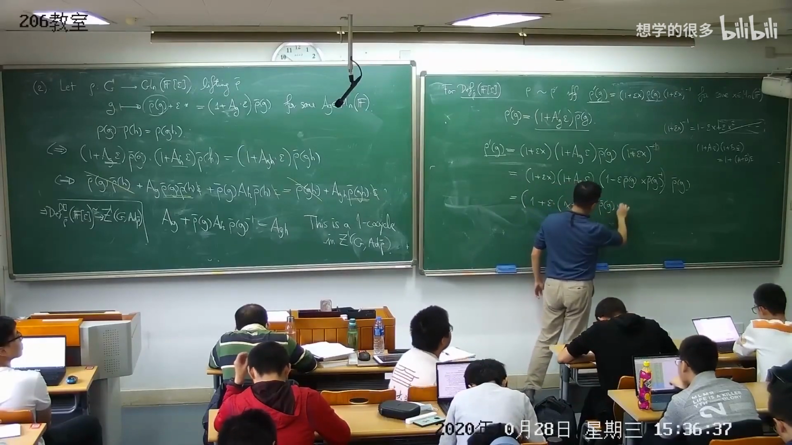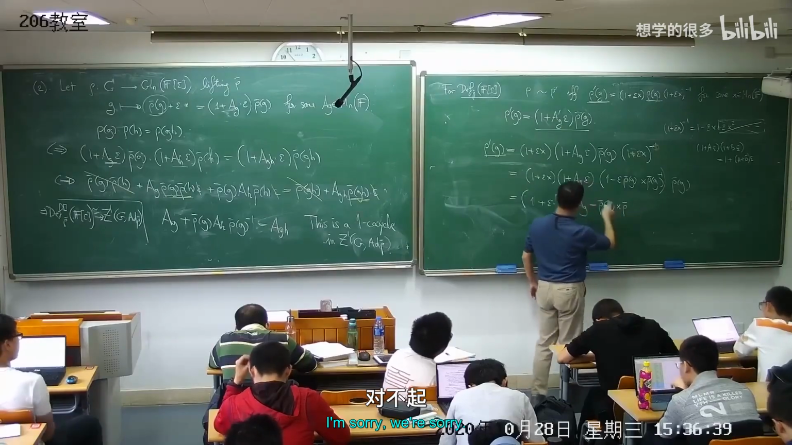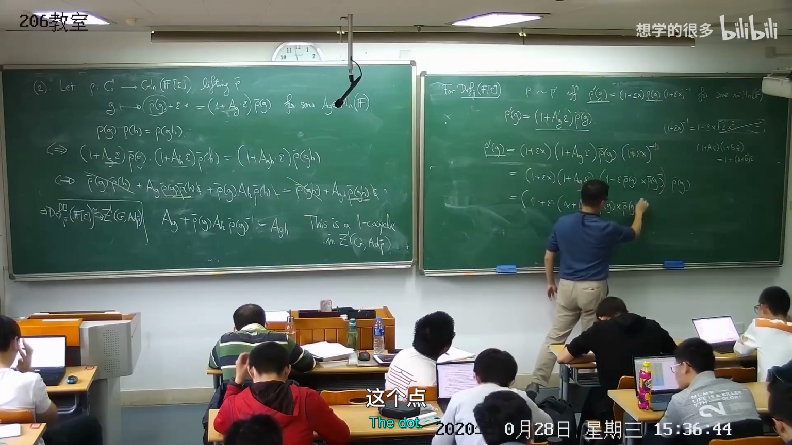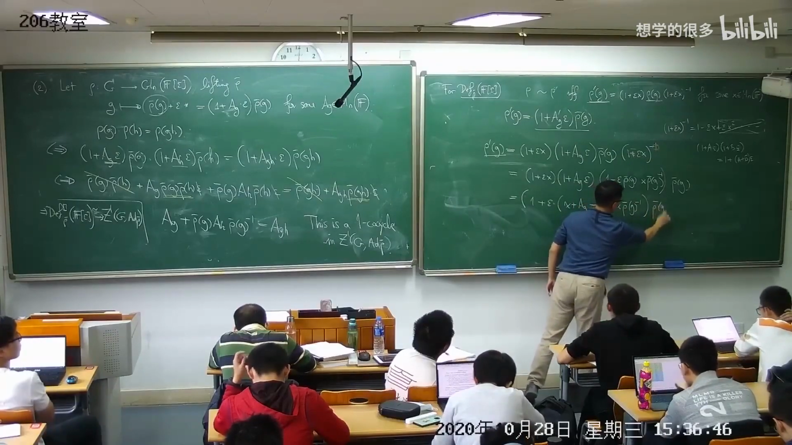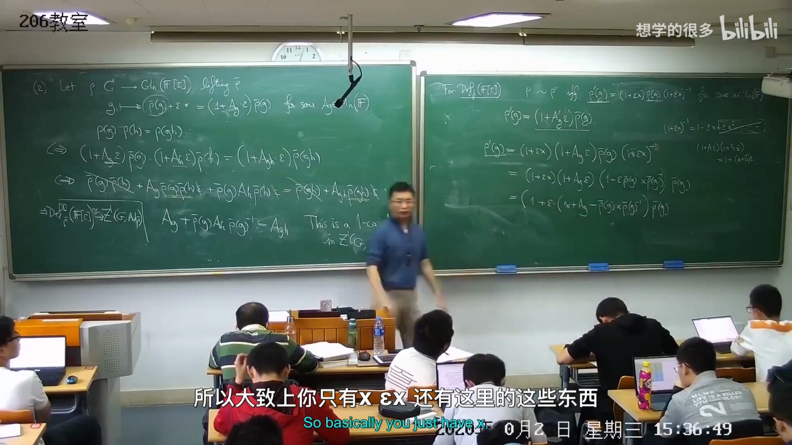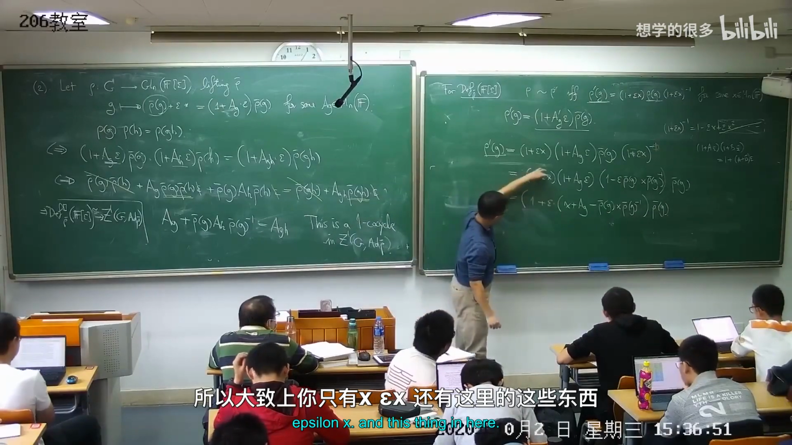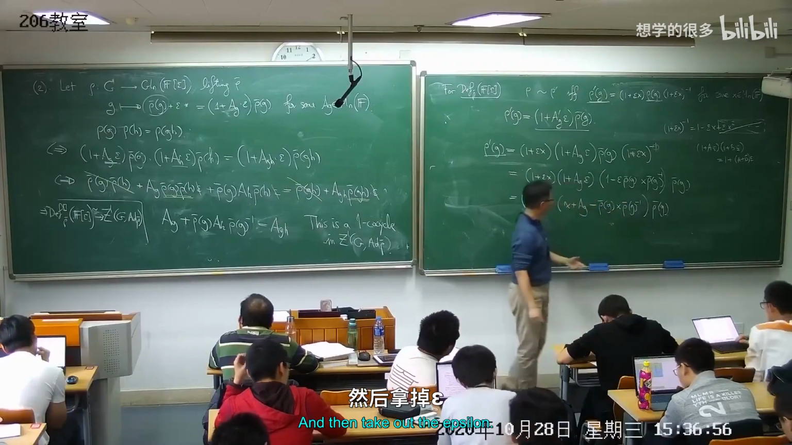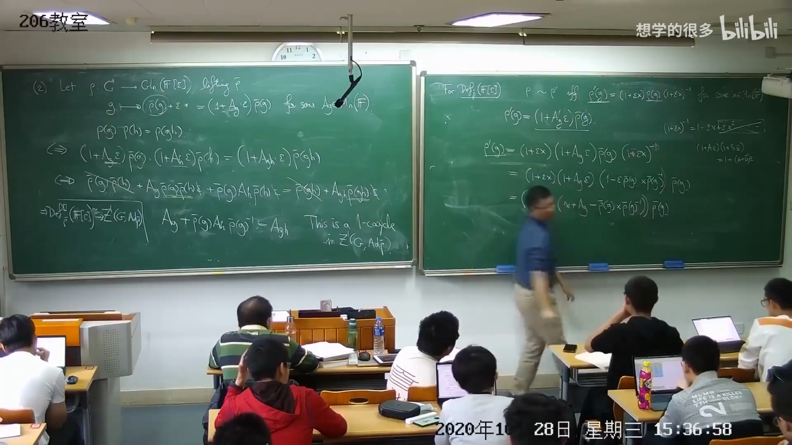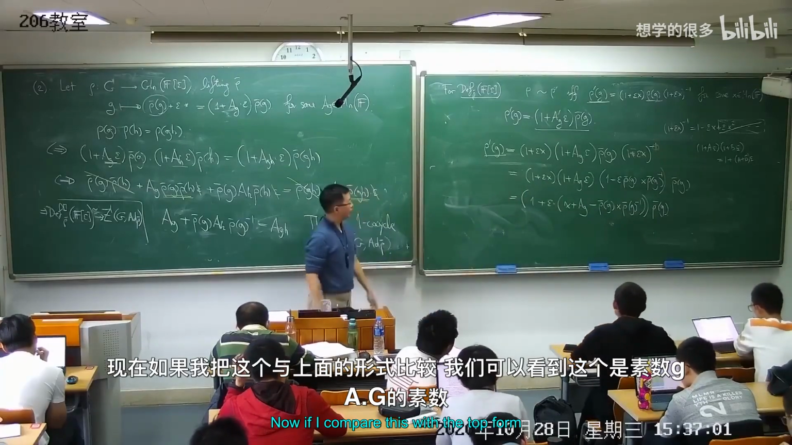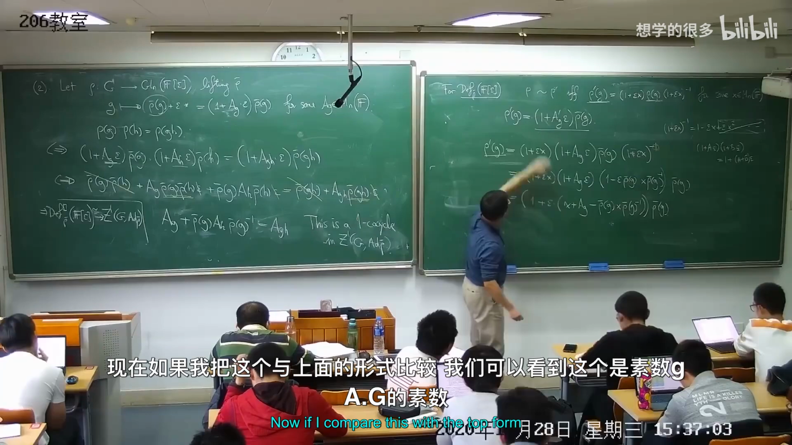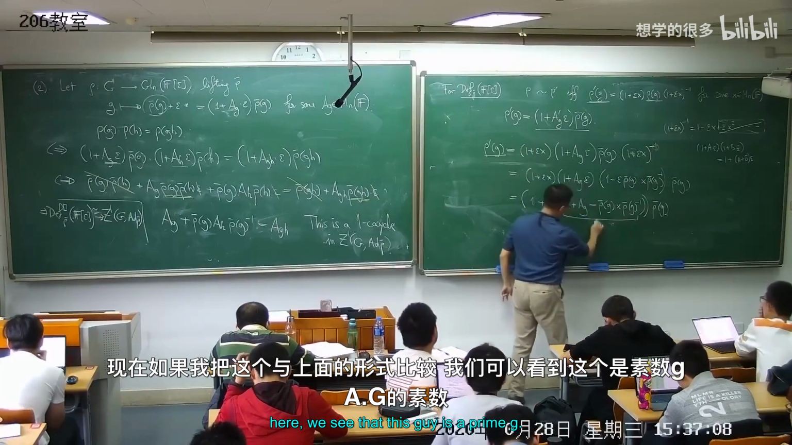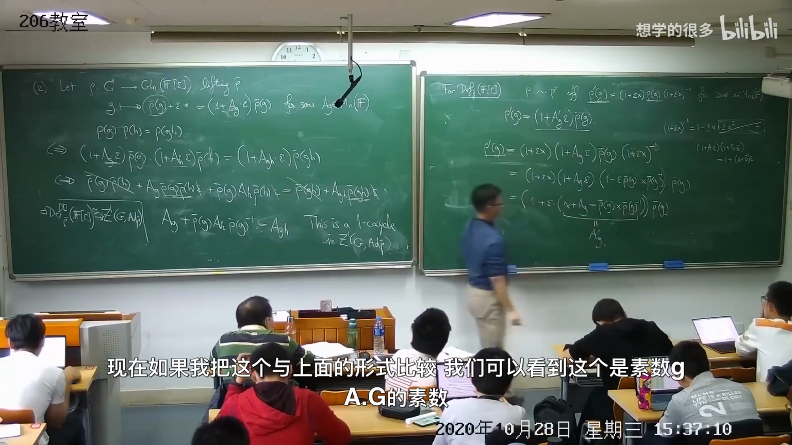X rho bar. I'm sorry, x plus this. So basically, you just have x, epsilon x, AG epsilon, and this thingy in here, and then take out epsilon. Now, if I compare this with the top form here, we see that this guy is A prime G.